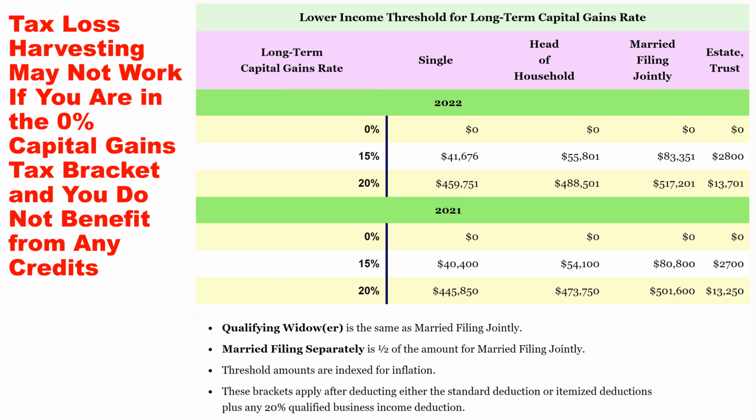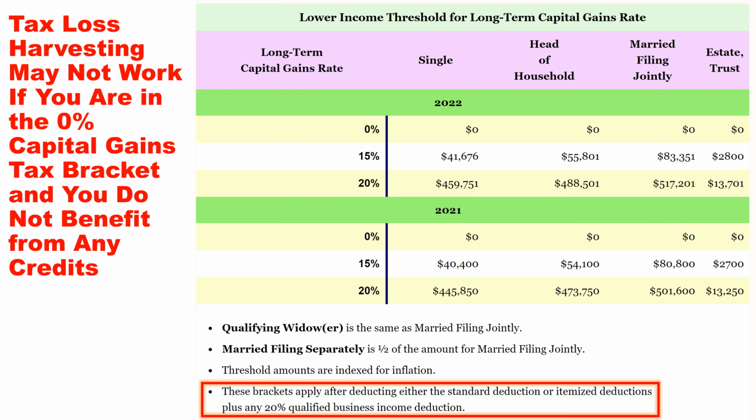The top bracket of 20% has no upper limit. Note that these brackets apply after deducting the standard deduction or itemized deductions plus any 20% qualified business income deduction. So, for instance, a married couple filing jointly earning more than $100,000 could still qualify for the 0% capital gains tax rate. However, even if you are in the 0% capital gains tax bracket, you could still potentially save thousands of dollars in taxes if you qualify for some of the credits already discussed.